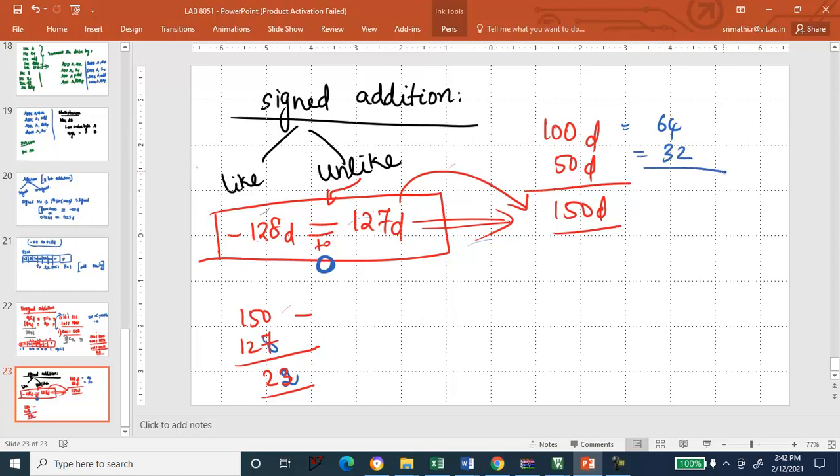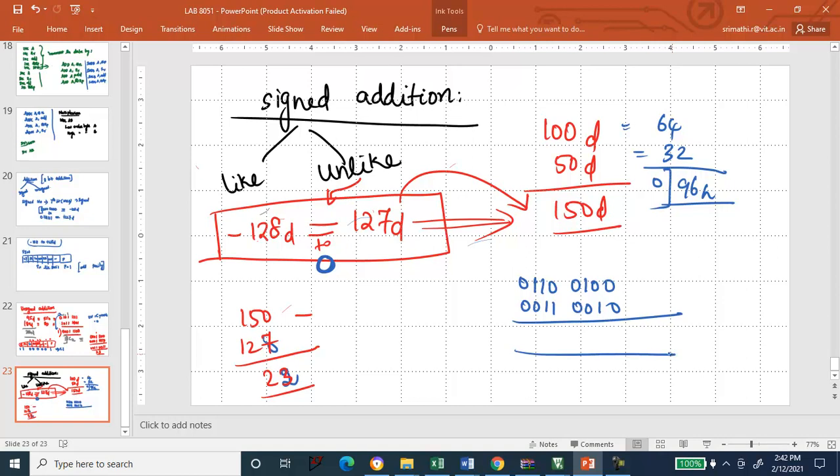So if I add these two numbers in binary form, this is 64H and this is 32H, and we'll be having 96H. We don't have a carry. 100 is nothing but 64H, which I am writing as 0110 0100, and 32 is 0011 0010. When you add these two, you won't be having a carry. This is 1001 0110.